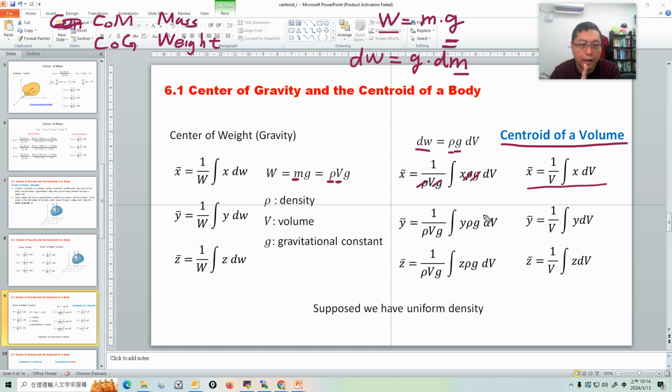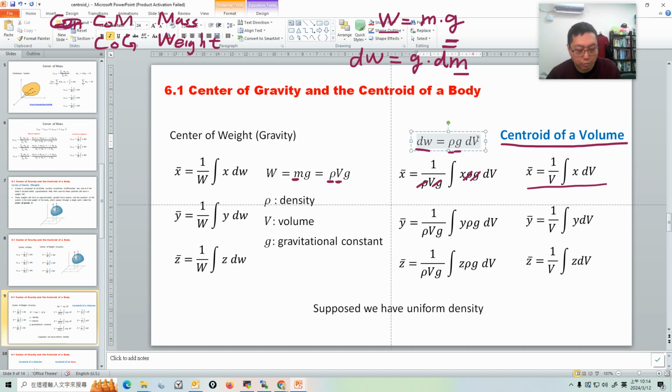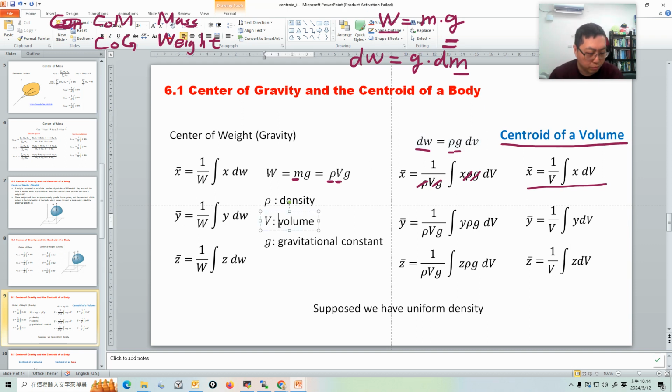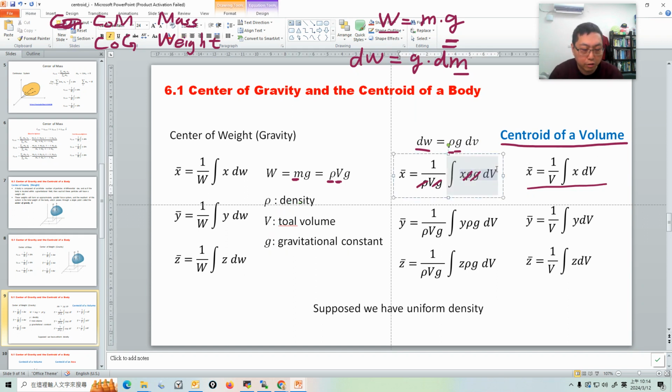Here I should use the small v first. Sorry, this should be small v, the tiny volume element, not the whole V. And here should be the total volume of the system. Sorry about this. This small v is the tiny volume element.